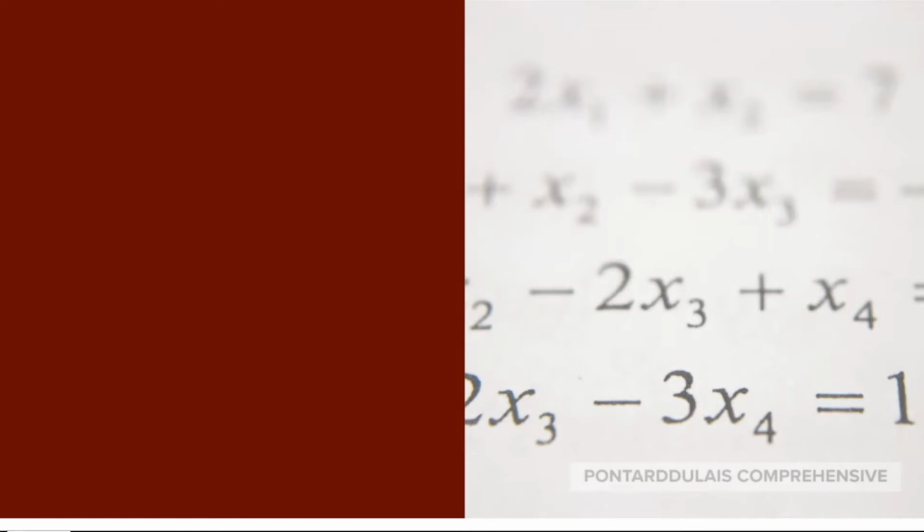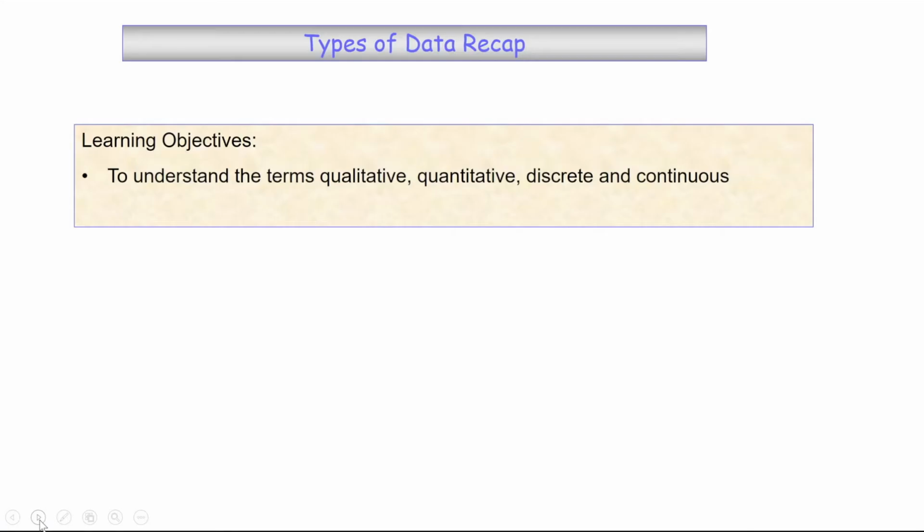The first topic that we're going to be looking at is going to be averages. So this recap lesson then is firstly going to be looking at the different types of data that we can have. So they're the learning objectives for us. We're going to try and understand the terms qualitative, quantitative, discrete and continuous, big words.